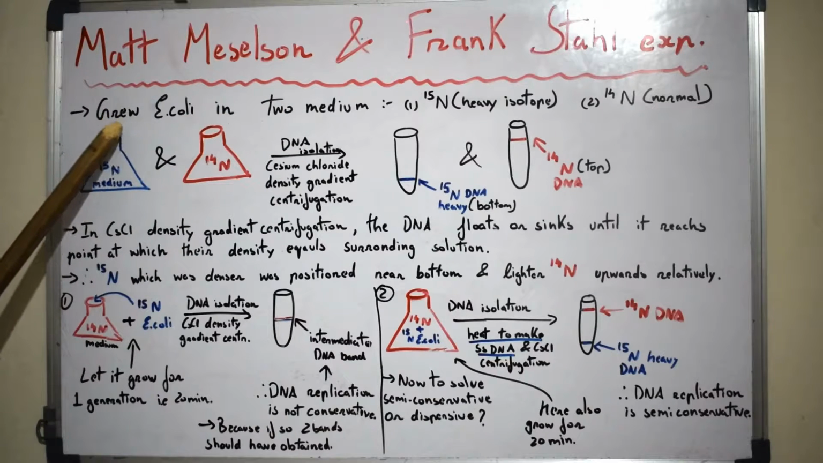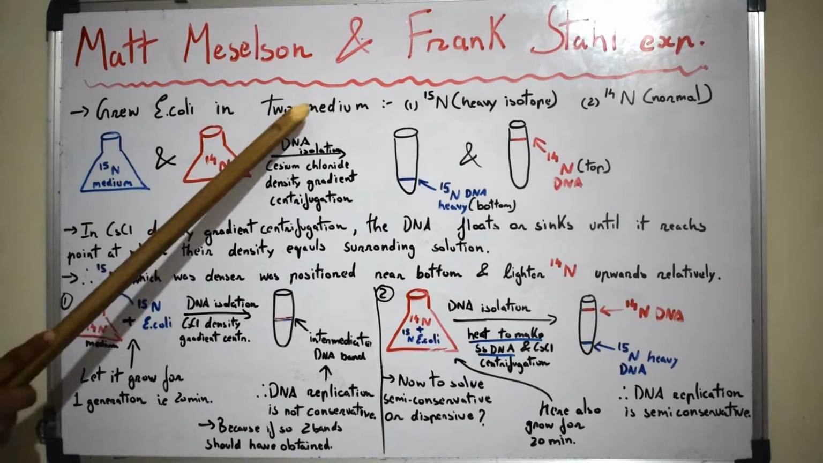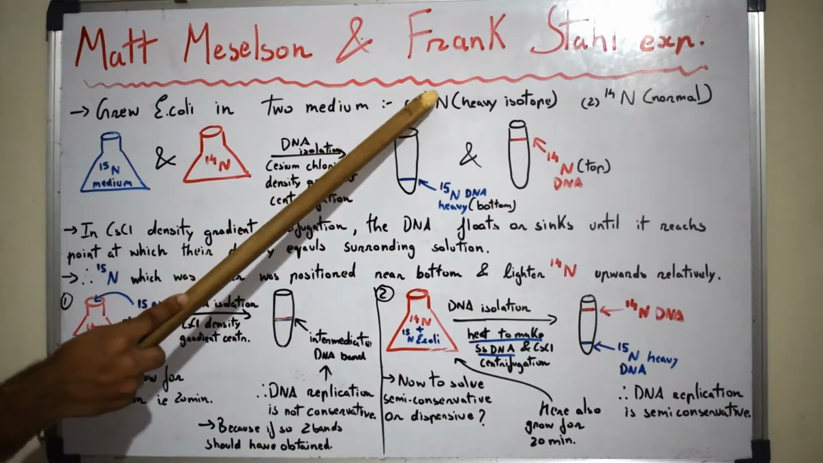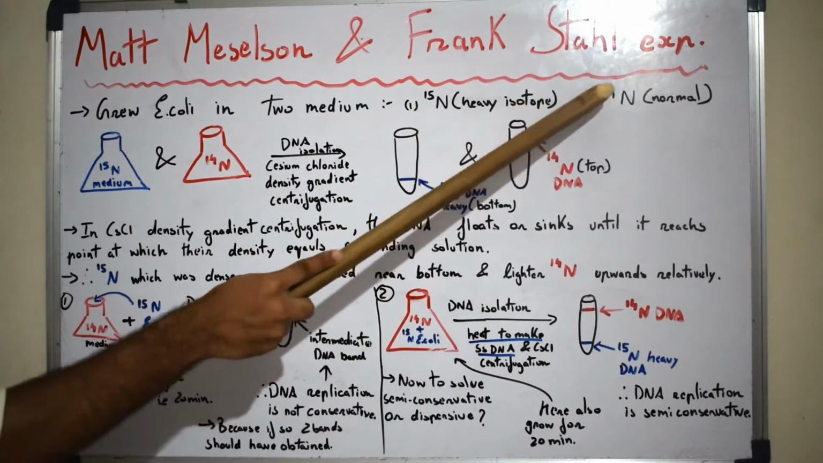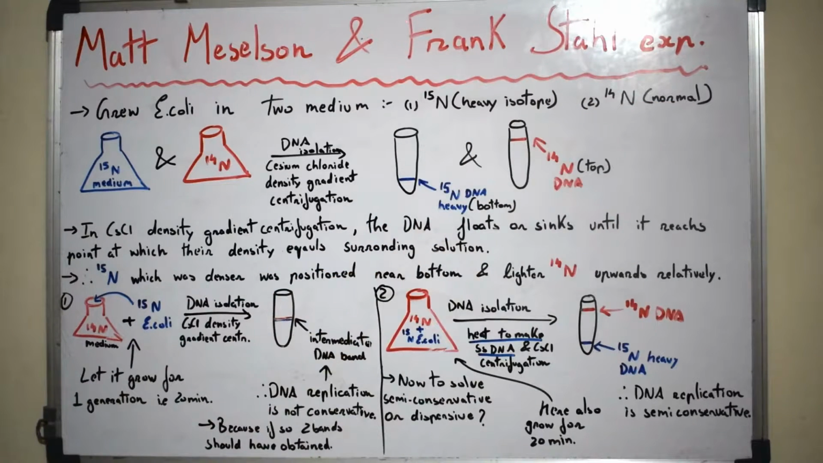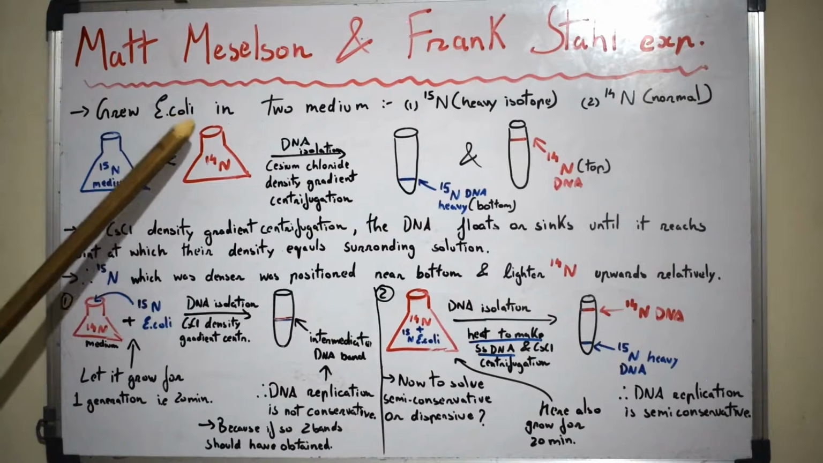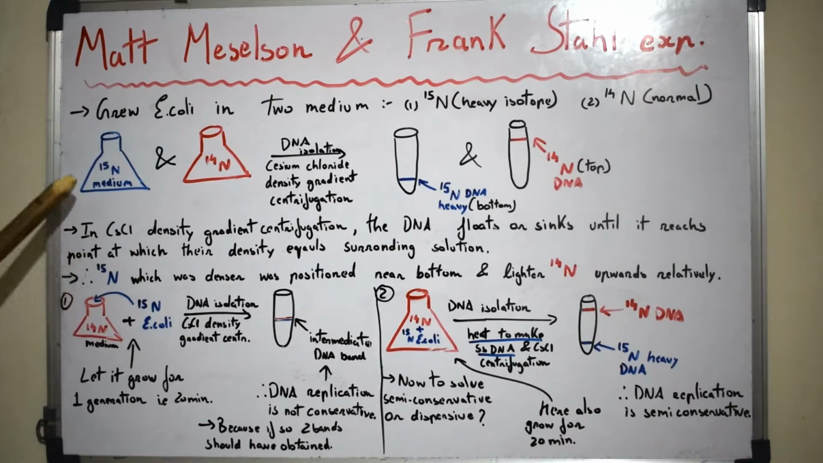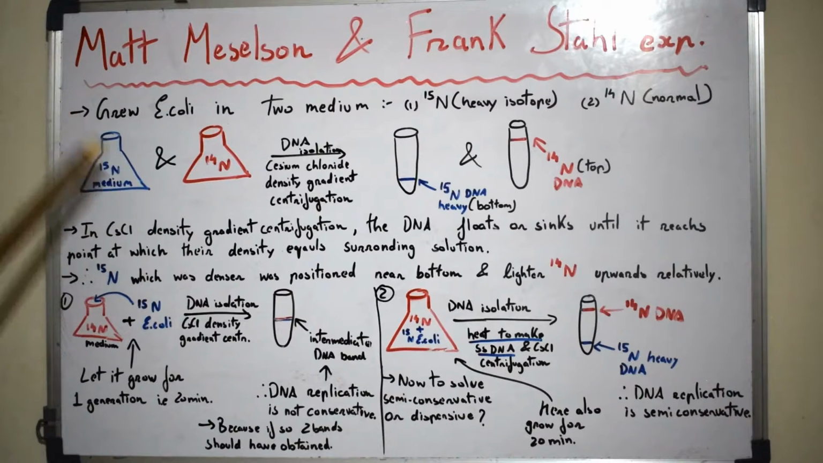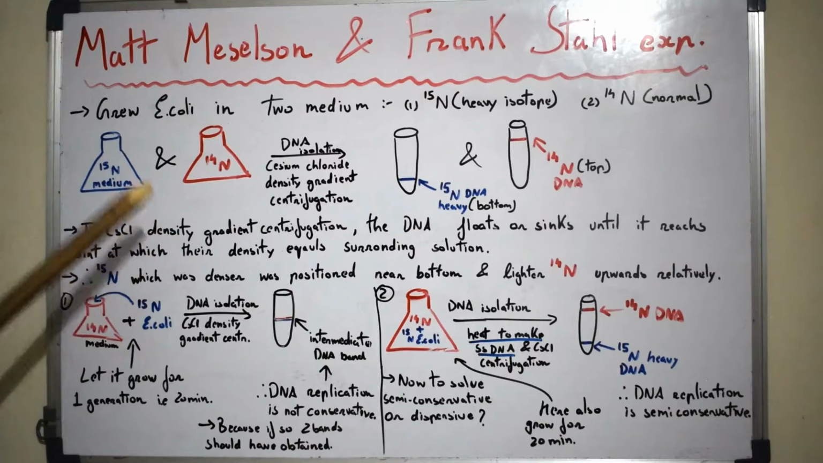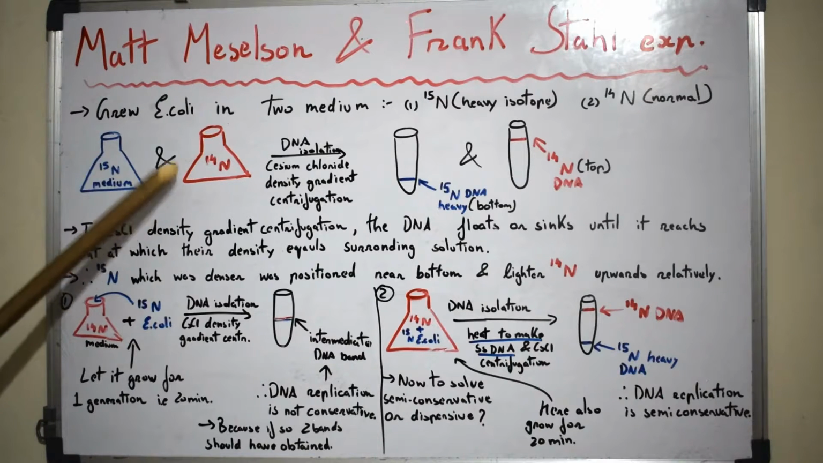So what they did was they grew the E. coli bacteria in two growth media. The first was 15N nitrogen, which was the heavier isotope of nitrogen, and the second was 14N, which is the normal nitrogen. They took the medium containing the 15N heavier isotope and the 14N normal isotope, and then inoculated it with E. coli. Now after a few generations, the E. coli present in this medium will have DNA whose bases are labeled with 15N and 14N respectively.